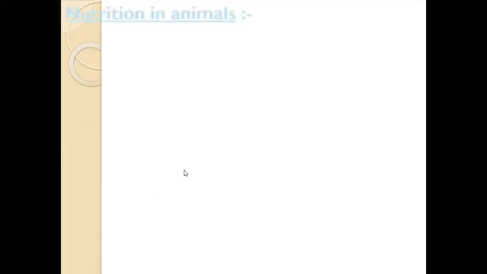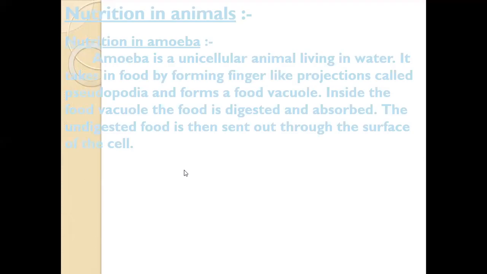So basically, nutrition in animals: unicellular organisms are made up of a single cell only. So they carry out nutrition with the help of their body only. Like amoeba has pseudopodia, which means false projection, which looks like a finger. They obtain their food from the surroundings, and the food will be engulfed with the help of this finger-like projection.